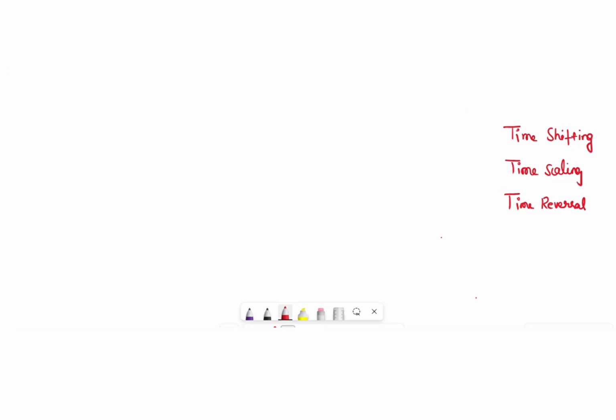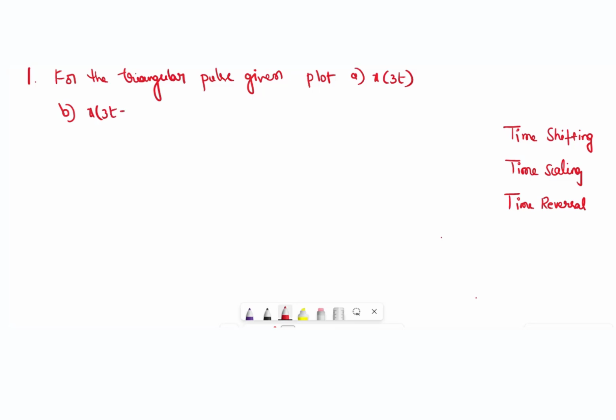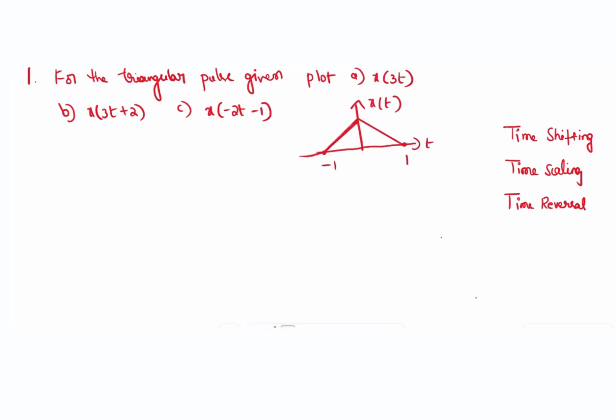So the first problem, for the triangular pulse given, plot A x of 3t, B x of 3t plus 2, C x of minus 2t minus 1. So what is the triangular pulse given? So let us solve this problem.